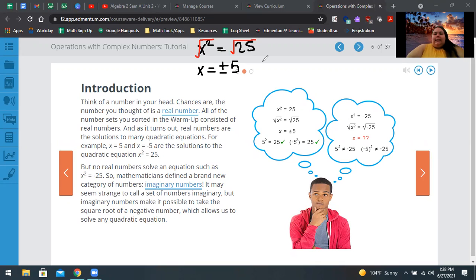Now, what happens if we have x squared is equal to negative 25? I repeat the same steps. I take the square root of x squared, and the square root of negative 25. Now, if we enter this into the calculator, it's going to tell you error. Although you can take the square root of x squared, which is just x, on the calculator this is not allowed. When will it be allowed? We identify this as where we can use our imaginary numbers.